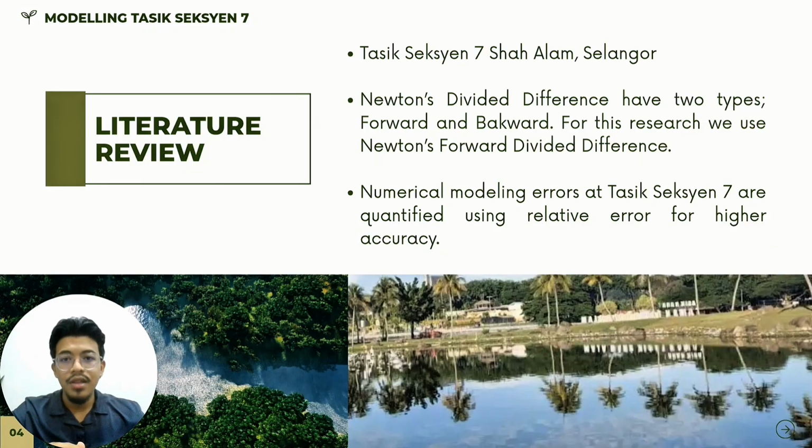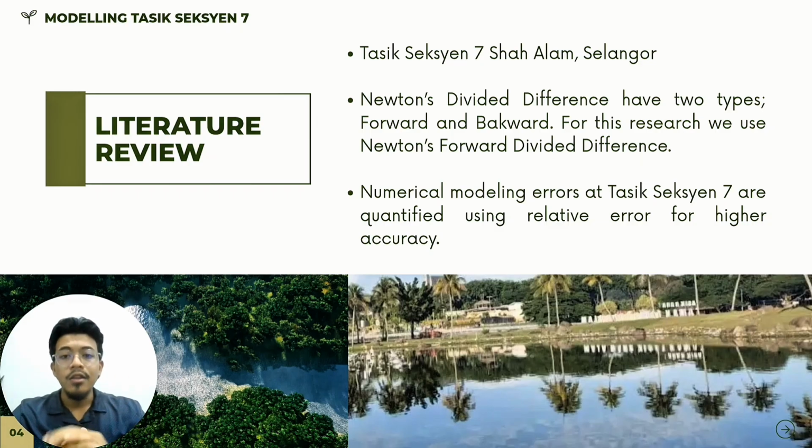Next, I will briefly discuss the literature review. Our research focuses on Tasik Section 7, a man-made retention lake in Shah Alam, Selangor that functions as both a recreational area and a flood mitigation system. Accurately estimating its surface area is important for environmental management and urban planning. However, due to the lake's irregular and uneven boundary, traditional Euclidean geometry is not suitable. Therefore, numerical methods are required to approximate the area using discrete spatial data obtained from satellite imagery.